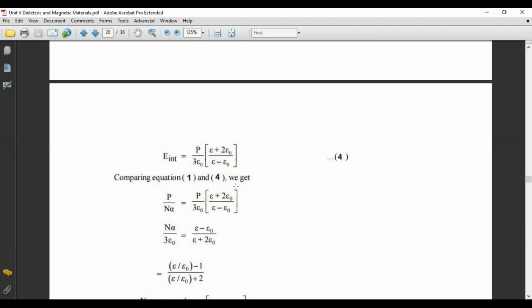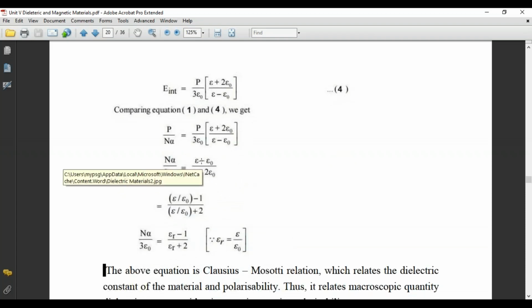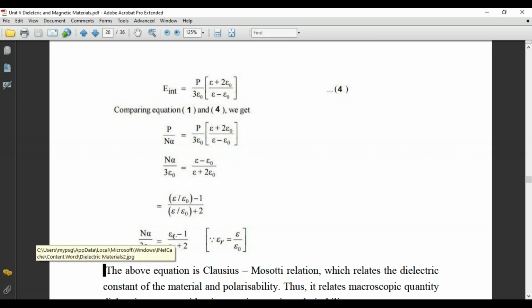Compare equation 1 and equation 4. Equation 1 is nothing but P by n alpha. If you compare, we get n alpha by 3 epsilon naught equal to epsilon minus epsilon naught by epsilon plus 2 epsilon naught. Then finally, you can get n alpha by 3 epsilon naught equal to epsilon r minus 1 by epsilon r plus 2, where epsilon r is epsilon by epsilon naught. This is the Clausius-Mossotti equation. Here alpha is the polarizability and epsilon r is the dielectric constant.